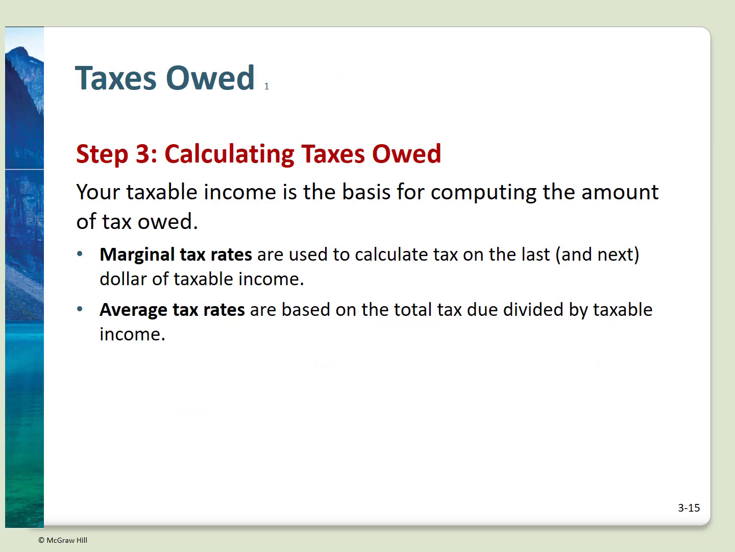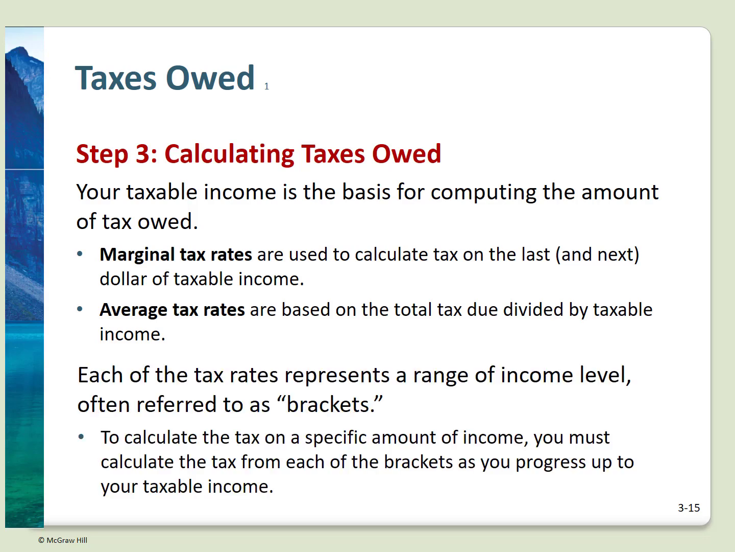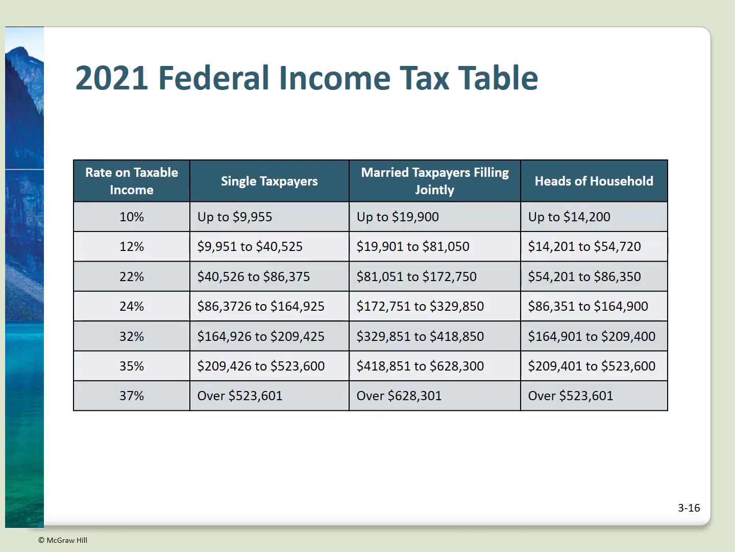Step 3. Calculate the taxes owed. Personal income tax rates are progressive, meaning the rate increases as the income level increases. Rates in the table are marginal rates, meaning they represent the rate you pay on the last dollar earned. And we'll see the 2021 rates on the next slide.